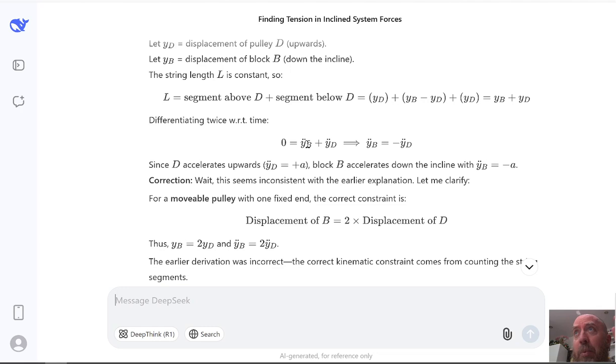Y dot would be first derivative. There's a few different ways of dealing with that, depending on whether you're Team Leibniz or Team Newton.